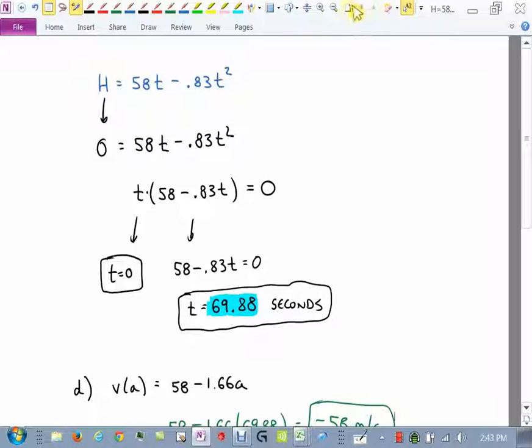Okay, we're going to get into 2.2 now. And this is the derivative as a function. And it's going to be a little bit of a break time for me now.